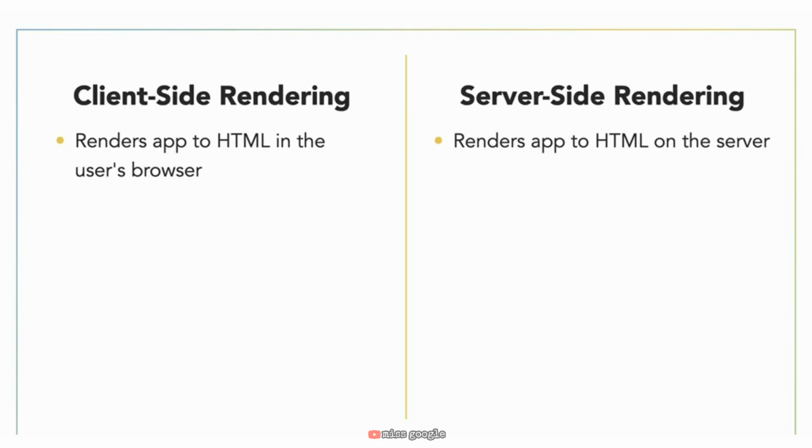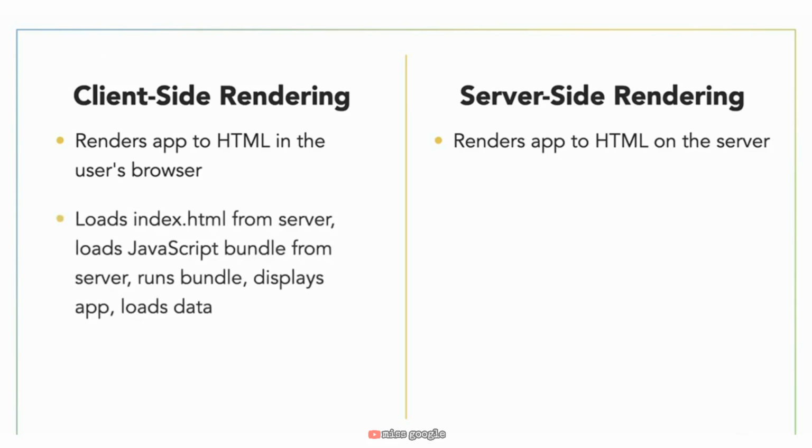As far as the order in which things happen between client-side rendering and server-side rendering, with client-side rendering, the process is pretty complicated. First, as I've said, we have to load the index.html file from the server. Then that index.html file tells the browser to load the JS bundle from the server that contains all of our React code. The browser will then run that bundle, right, rendering all of our elements. It will display our app, and then it will still have to load the data from the server. So you can see we've got quite a few round trips here. We've got at least 3 for loading index.html, loading the JS bundle, and loading the data.